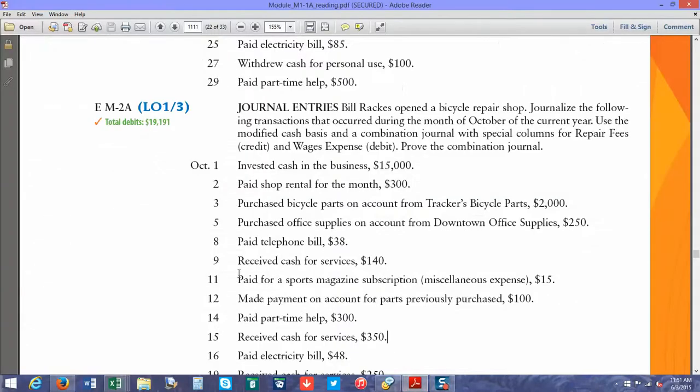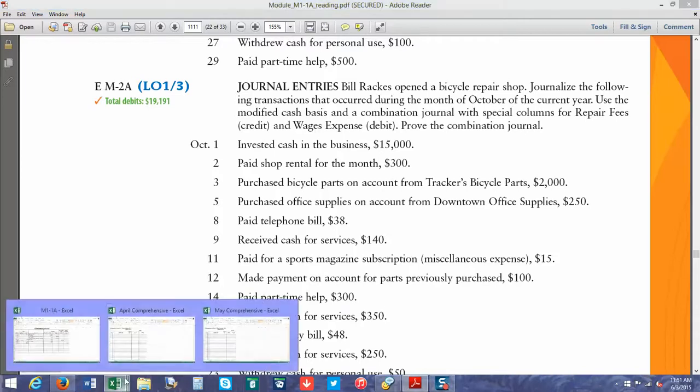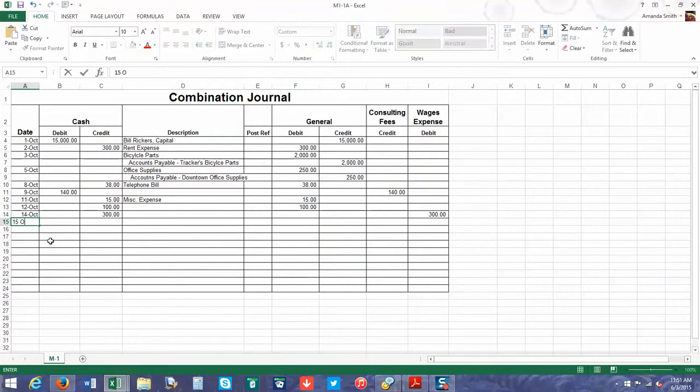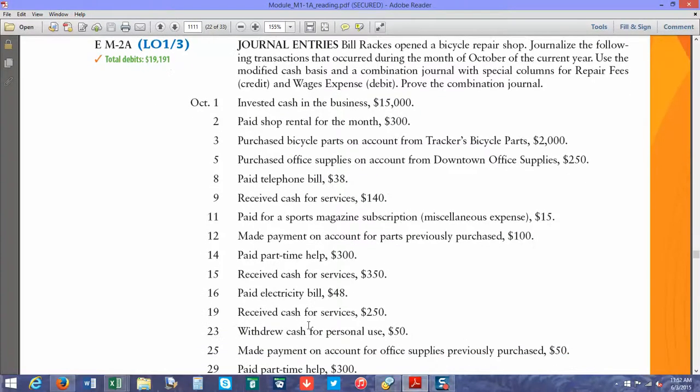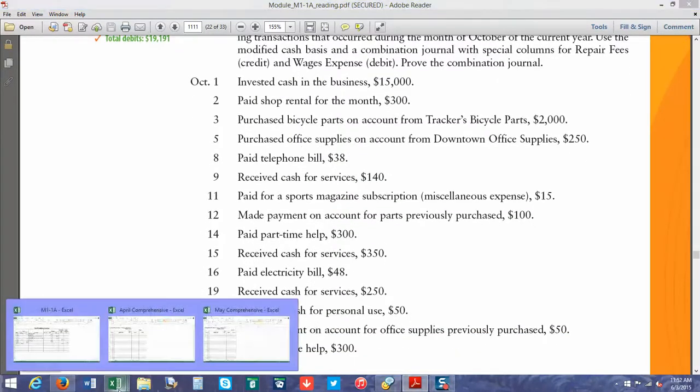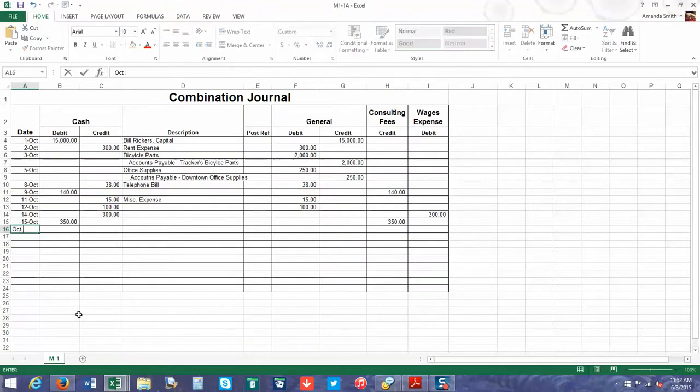The next transaction is on the 15th. We received cash for services. So the 15th of October, $350. And we're going to go over to consulting fees, $350. On the 16th, we paid our electricity bill for $48. So October 16th, $48. Utilities expense, and then $48 as a debit in general.